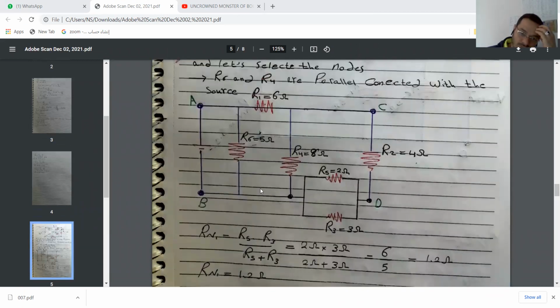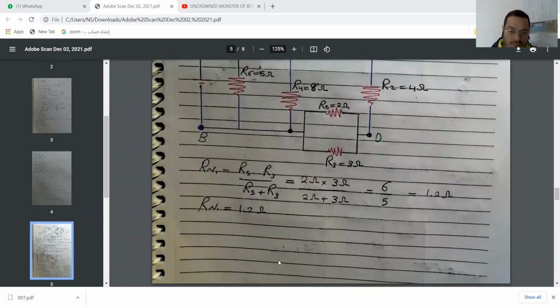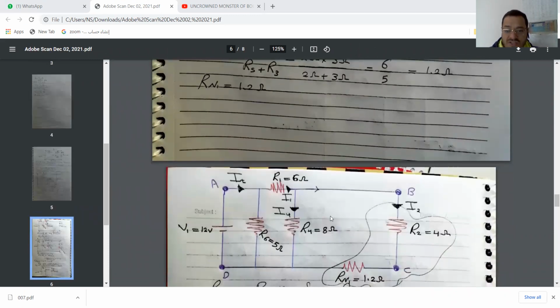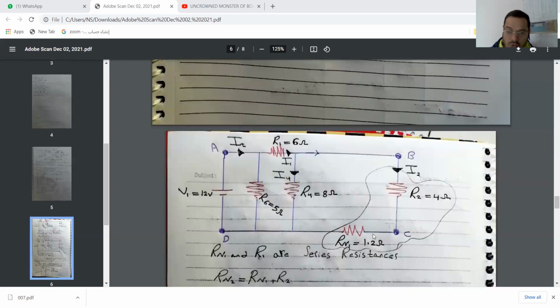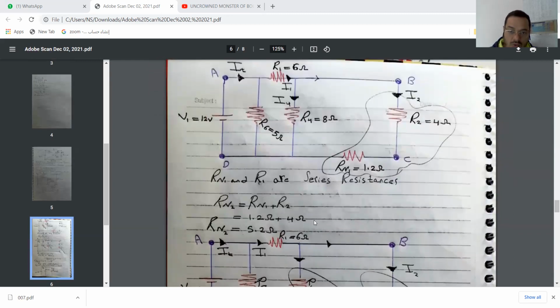Now Rn1 equal R5, R3 divided on R5 plus R3. This is Rn1. This is the relation between these two resistances, R5, R3, equal 1.2 ohm. Now let's calculate these two series resistances. You can calculate Rn2, which will be 5.2 ohm.